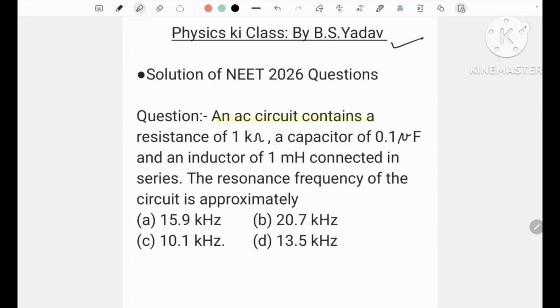An AC circuit contains a resistance of 1 kilo ohm, a capacitor of 0.1 microfarad and an inductor of 1.1 millihenry connected in series. The resonance frequency of the circuit is approximately.